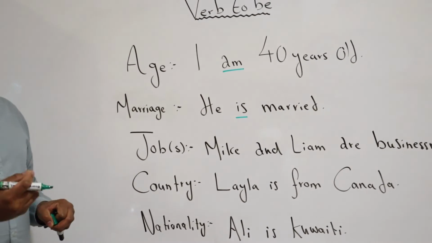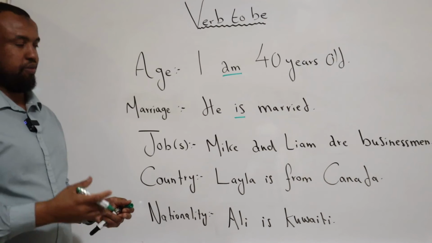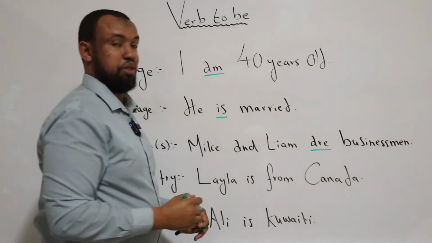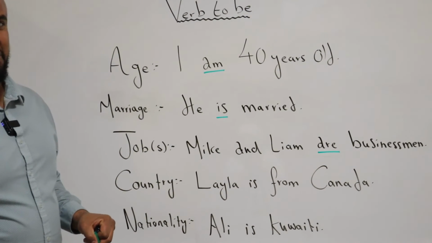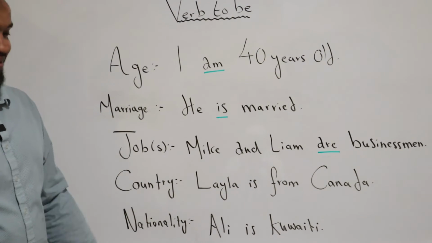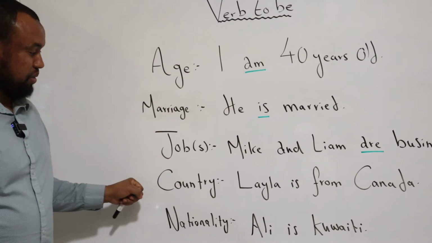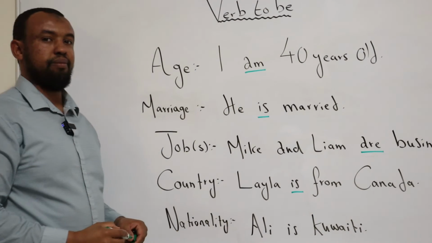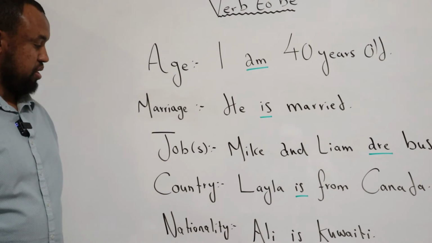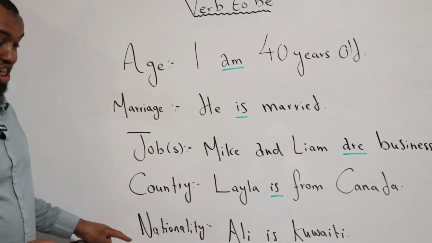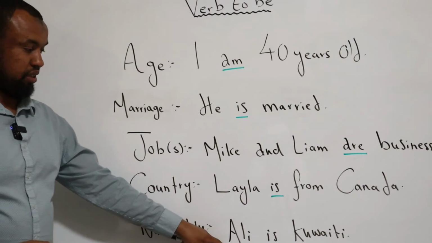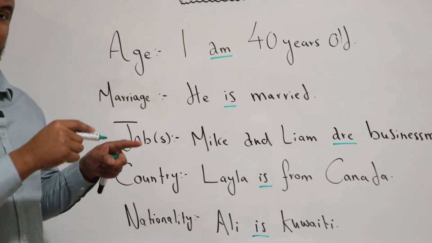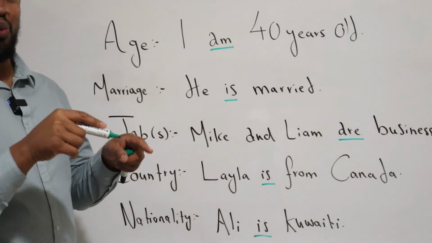Also to tell us about a job or jobs. For example, Mike and Liam are businessmen, okay? And hopefully successful businessmen with a lot of factories and warehouses and schools, yeah? All right. We could also talk about the country. So for example, Layla is from Canada, right? Layla is from Canada. And finally, we can use it to tell us about nationality, okay? So Ali is Kuwaiti. Ali is Kuwaiti. So his country is Kuwait and his nationality is Kuwaiti, all right?